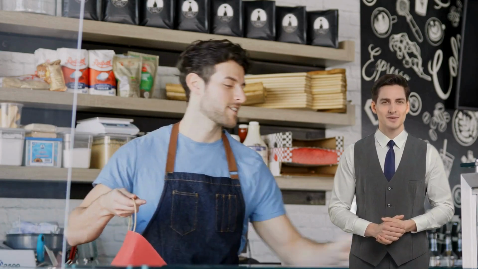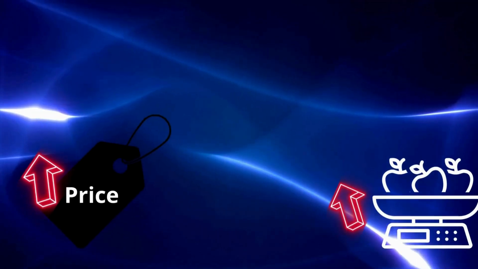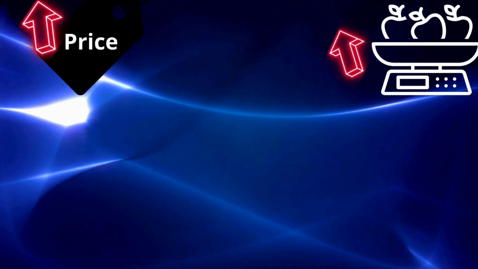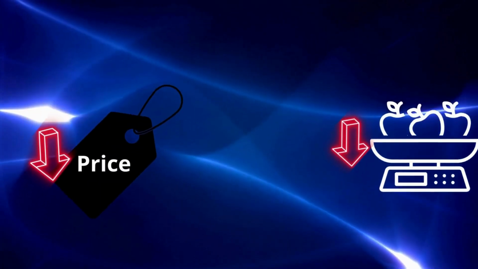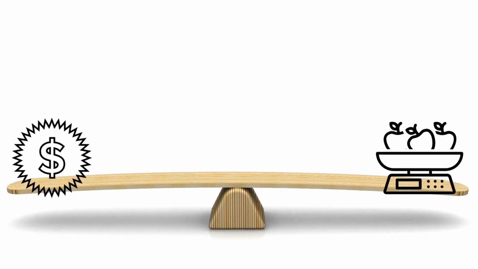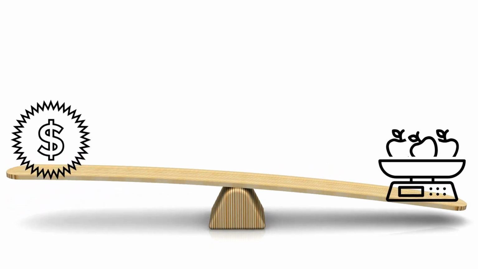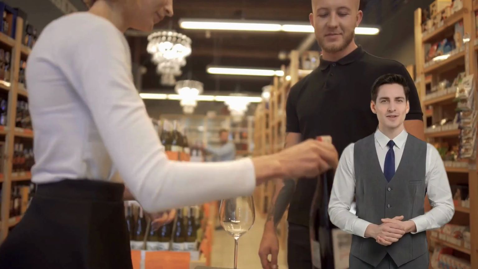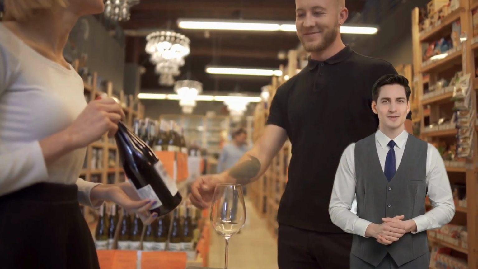Now let's take a look at the supply side of the coin. As the price rises, the quantity supplied increases. On the other hand, if the price decreases, the quantity supplied decreases. This relationship between demand and supply helps to establish equilibrium prices and quantities produced or consumed in the market. It's like a balancing act between buyers and sellers.